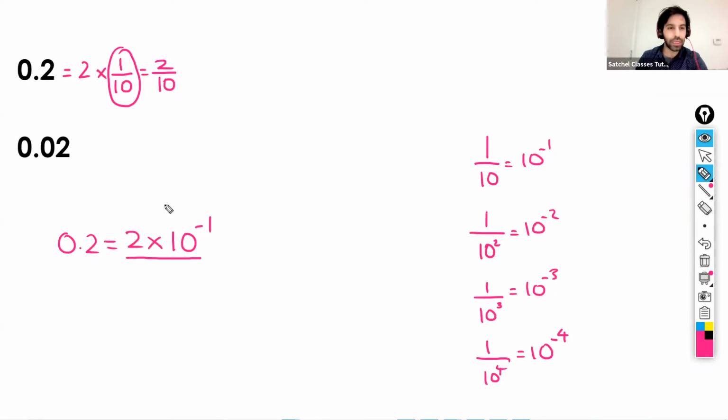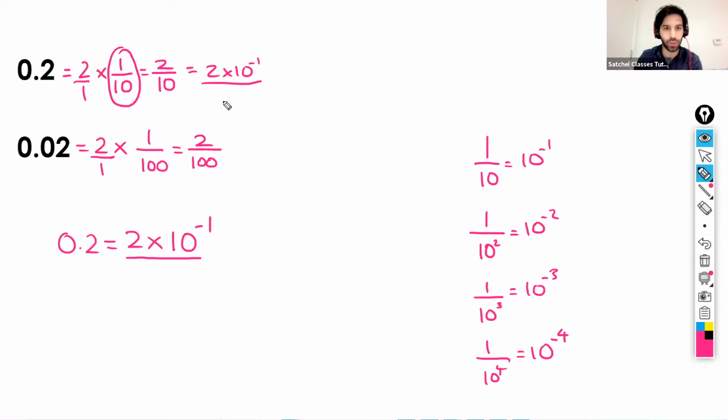Likewise here, 0.02 is the same as 2 times 1 over 100, which will give us 2 over 100. Remember, 2 can be rewritten as 2 over 1. And when we multiply fractions, there are no funny rules. It's just multiply the numerators, multiply the denominators, and then we'll end up with 2 times 1 is 2, 1 times 100 is 100. So 2 over 100 is the same as 0.02. Now, I'm just going to move this up here.